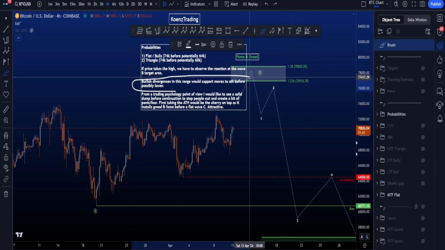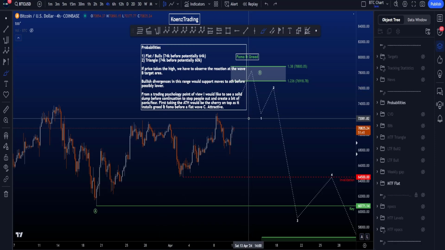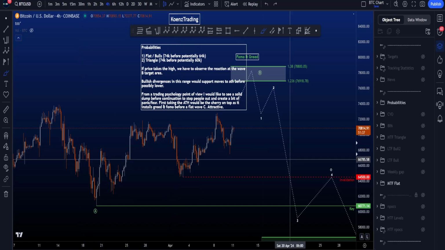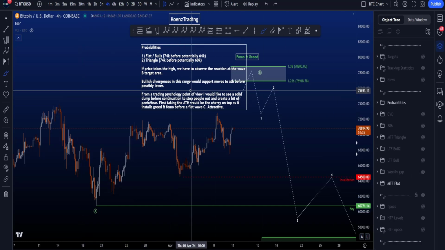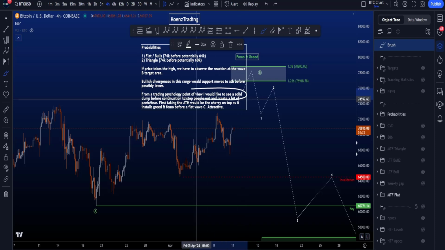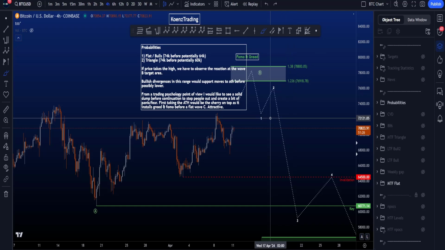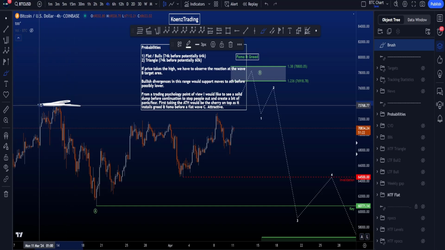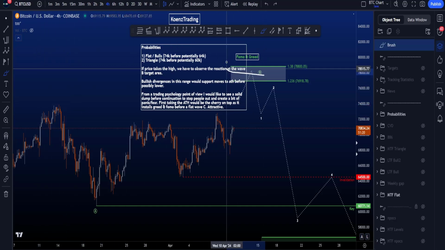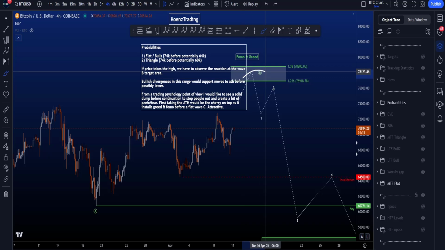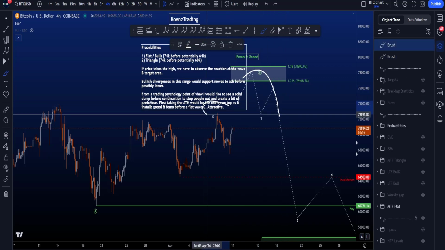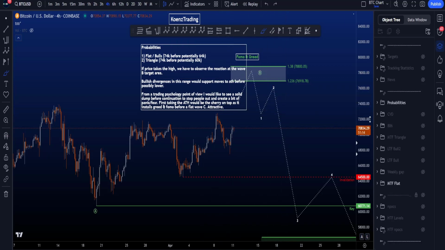Bullish divergences in this range do support a move to the all-time high before potentially moving to lower prices, and from a trading psychology point of view, I would love to see a solid dump before actually continuation to the upside to stop people out, create a bit of panic, a bit of fear as well, but also first taking out the all-time high would be the cherry on the top, as it instills a FOMO and greed before then a flat wave C, which therefore makes this a very attractive scenario.